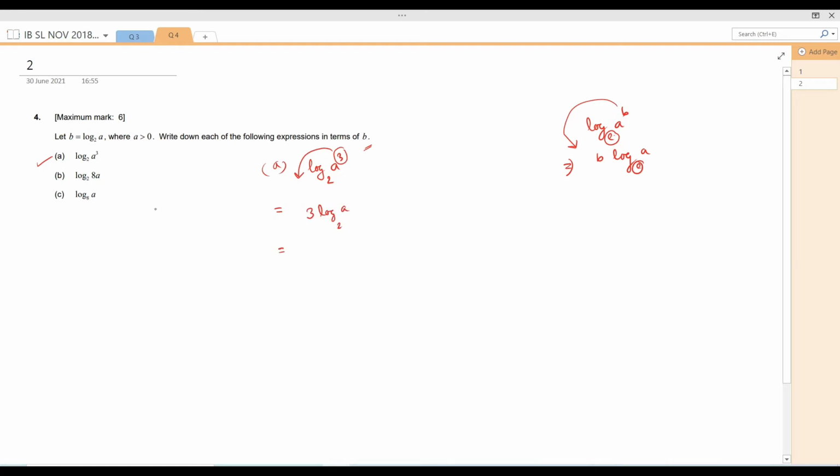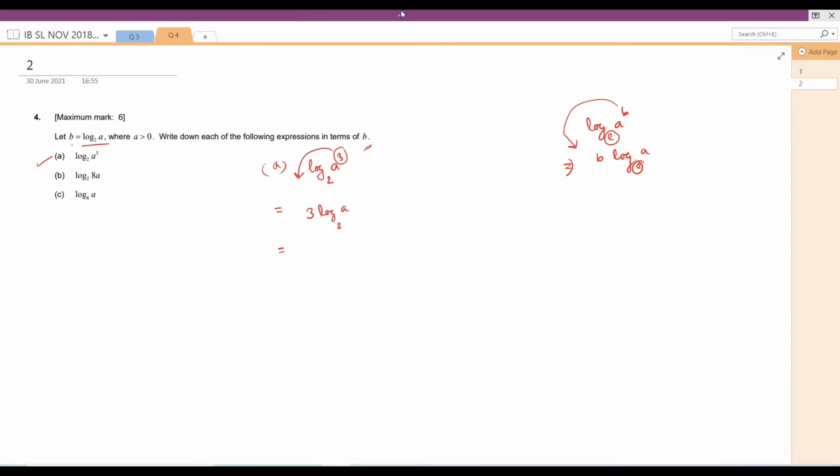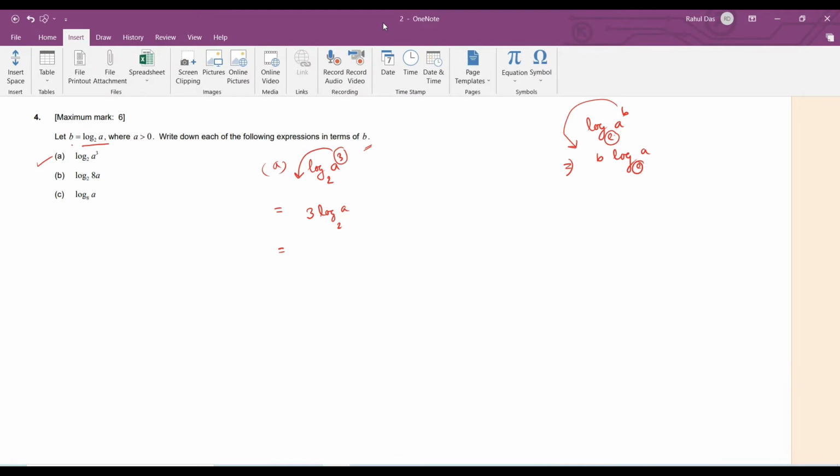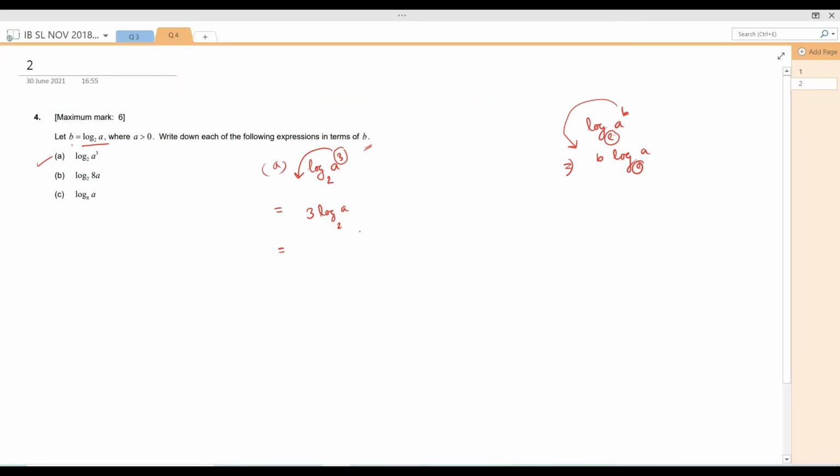Now you can see log base 2 of a is basically nothing but b. So this particular portion is nothing but what is given here, that is log base 2 of a equals b. So we can write 3b. So log base 2 of a to the power 3 is nothing but 3b, because we need to find it in terms of b. So it is equal to 3b.